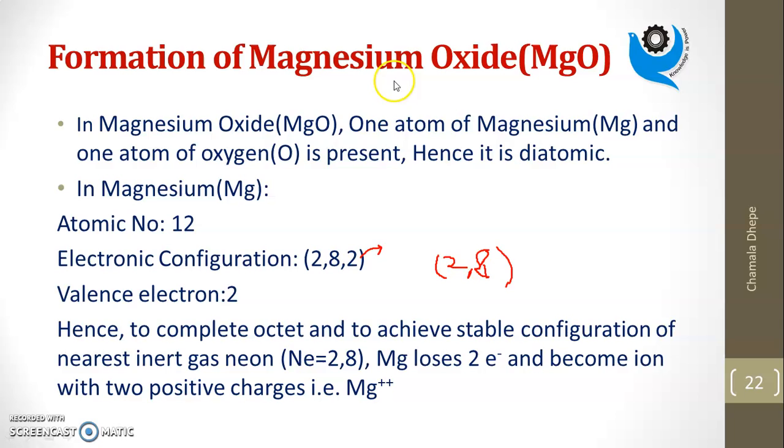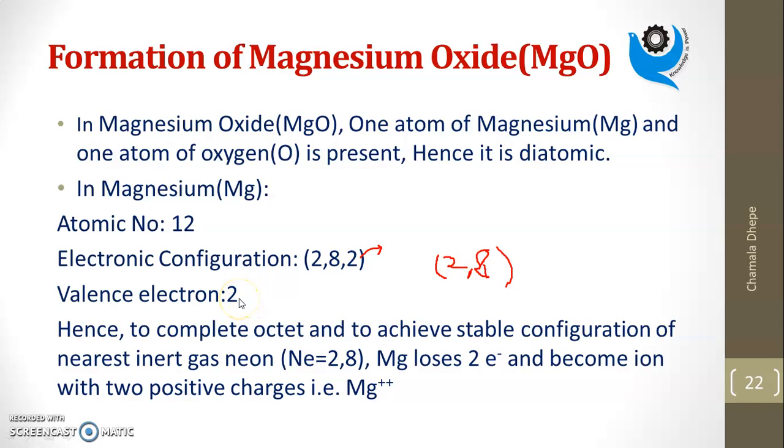Okay, so formation of magnesium oxide. The formula of magnesium oxide is MgO. In magnesium oxide, one atom of magnesium and one atom of oxygen are present, right? So how many atoms are there? 1, 2. Hence, it is a diatomic molecule. So in magnesium, that is Mg, what is the atomic number of magnesium? 12. Its electronic configuration is 2, 8, 2, right? How many valence electrons are here?